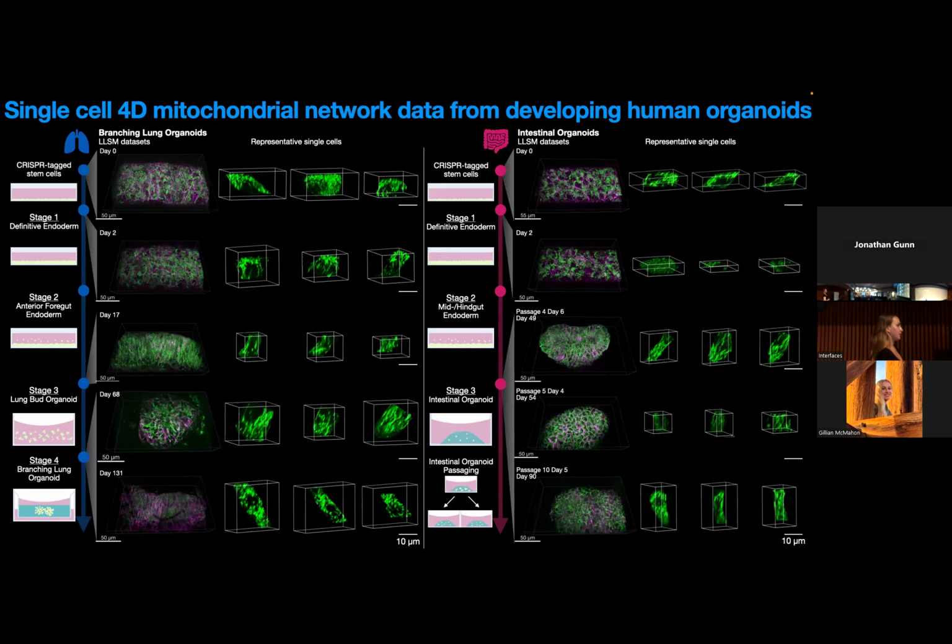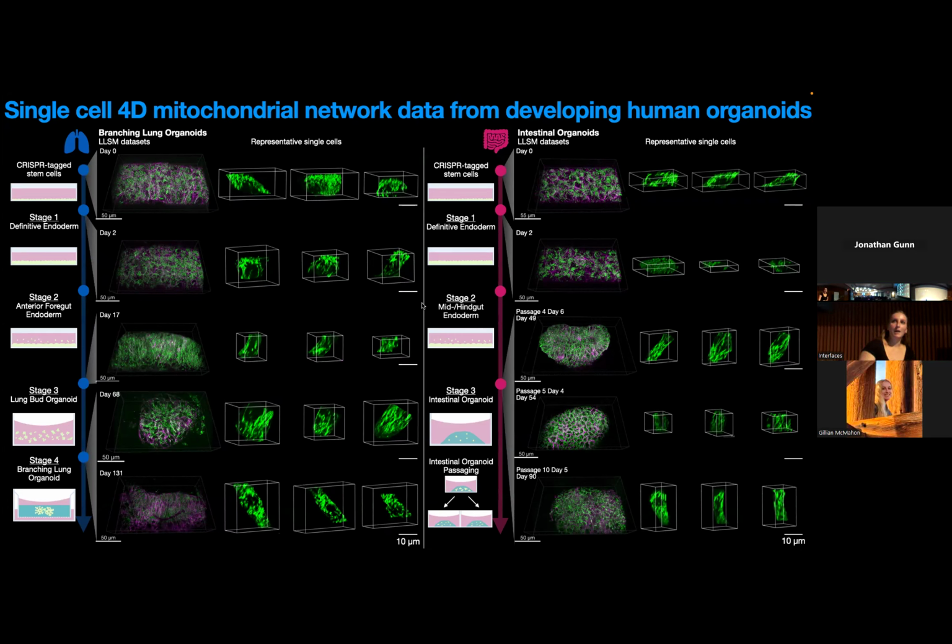And here's some representative cells from these developmental time points. So we can see already that there are some differences between the lungs and the intestines for the different developmental time points. But this isn't really good enough to convince people. We can look at all these pretty pictures, look at all these movies, all we want, but it doesn't really mean anything until we can put numbers to it.